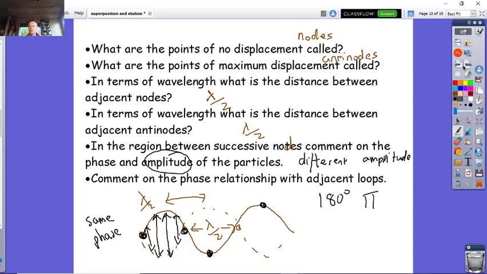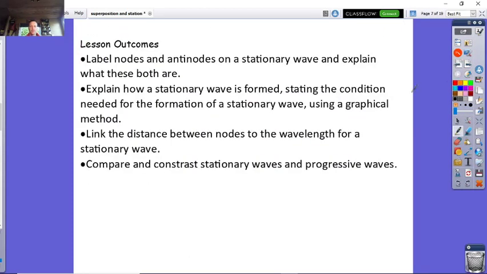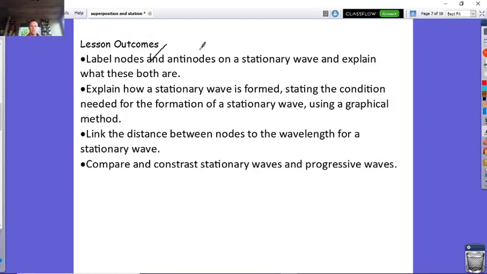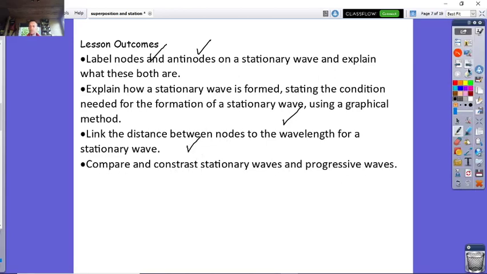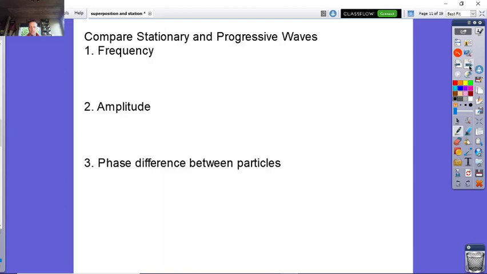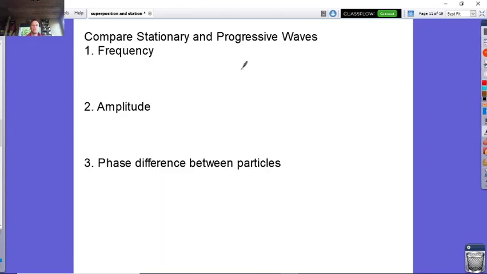Okay, so to recap what I have just been through, we should now be able to label nodes and antinodes of a stationary wave. We should explain how they're formed. And now we have linked the distance between nodes with the wavelength of a stationary wave. And the last thing we're going to do now is compare and contrast stationary waves and progressive waves. And this little bit comes here. So if you have got your stationary waves, and here you've got your progressive waves, they can ask you about the features of these.